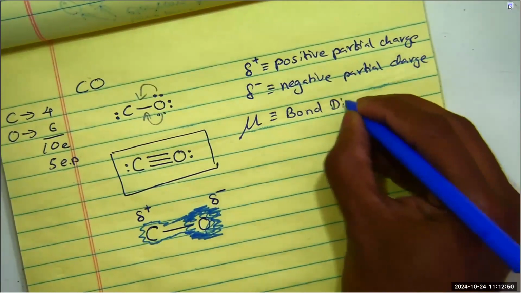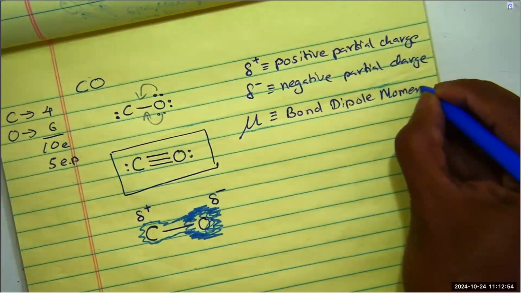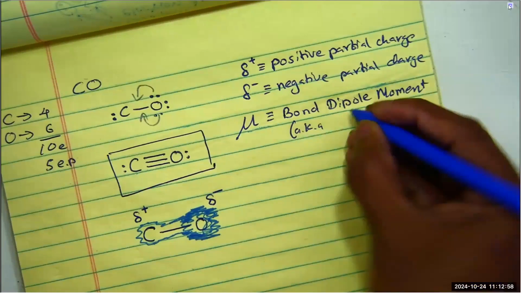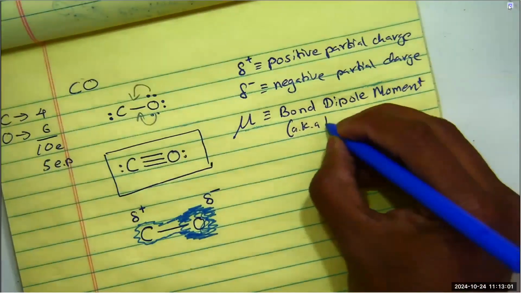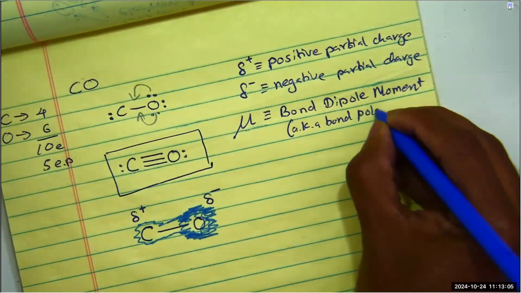Bond dipole moment, also known as bond polarity.